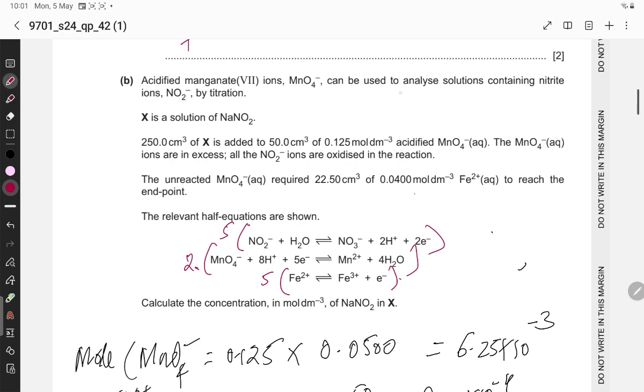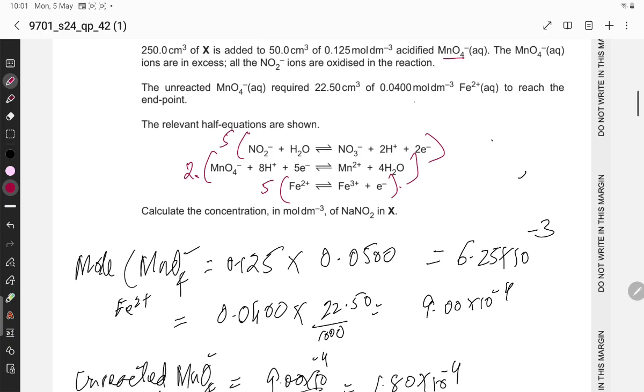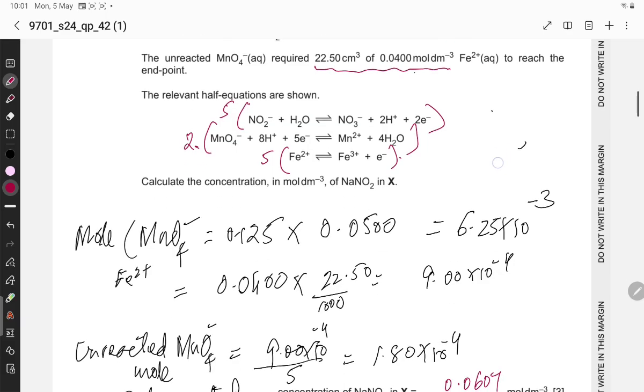Acidified manganate ion can be used to analyze a solution containing nitrite ion by titration. An excess solution of sodium nitrite, 50 cm³ of X, is added to 50 cm³ of 0.125 mol per dm³ acidified potassium manganate solution. Manganate ions are in excess, and all the nitrite ions are oxidized in the reaction. The unreacted MnO4 ions required 22.50 cm³ of 0.0400 mol per dm³ iron(II) to reach the end point.